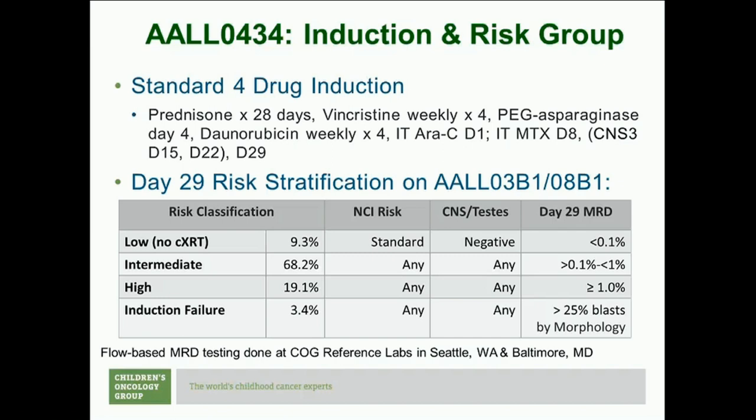If you're intermediate risk, you could have any NCI designation. You could have CNS or testicular disease or not, but your MRD had to be between 0.1 and 1%. If you were high risk, same thing applied to you as intermediate, but now your MRD was high. It was greater than 1%. An induction failure means that we gave you those 28 days, and we failed to put you in remission. You still had blasts greater than 25%. Those patients have the lowest EFS of any of our categories.